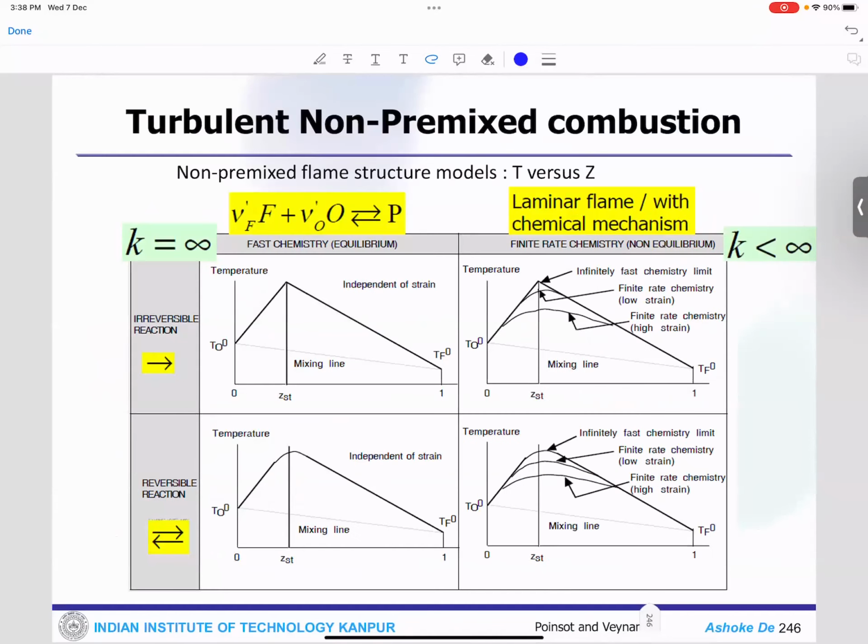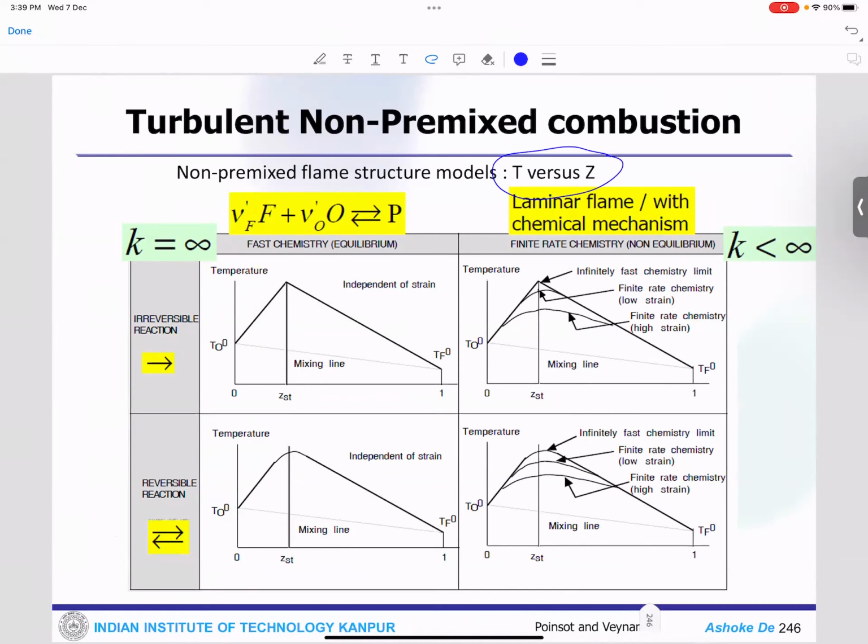So here what you essentially get is a plot of T versus Z, and here the equilibrium condition. You have irreversible reactions and reversible reactions. Either you can have fast chemistry or finite rate chemistry, and you see the line patterns.